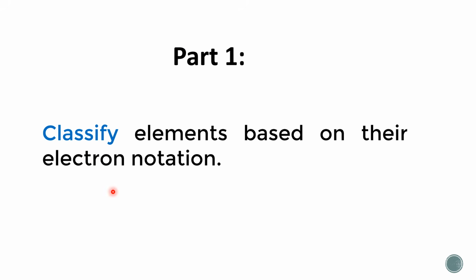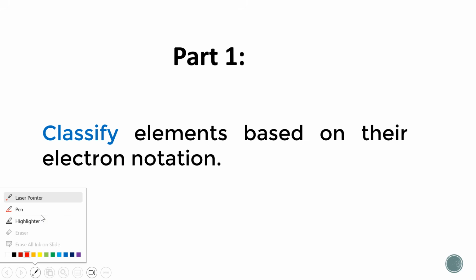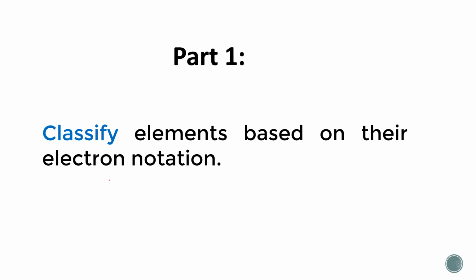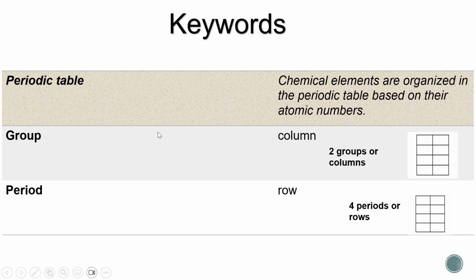Okay, so part 1 is focused on classifying elements based on their electron notation. Of course you know electron notation from module 4 lesson 3. The 1s2, 2s2, 2p6 and so on. That's the electron notation. Okay, let's go to the keywords.